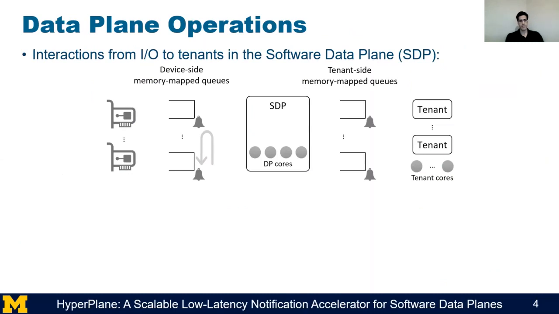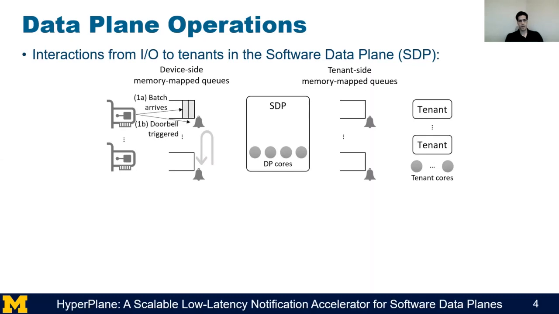Let's take a look at the operations of the user-level data plane, or equivalently, the software data plane. This figure shows the flow of data from I/O to tenants. The reverse flow from tenants to I/O is similar. A doorbell is associated with each queue on which a single or multiple data plane cores spin to check for data or work arrival.